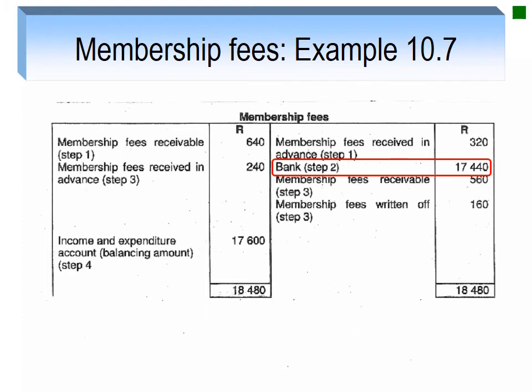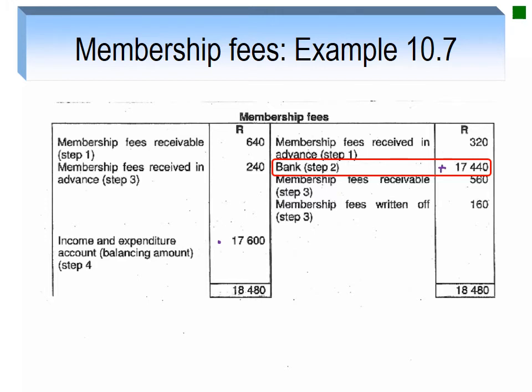So if you now look at your membership fees account, on the credit side, we have the amount of membership fees that we received for the current year, 17,440. Remember, not all of that relates to this year, but you'll see later on when we work out the actual balance on the membership fees account, we're going to then see what the actual income is for this year. This just happens to be the money we received relating to membership fees during the year.